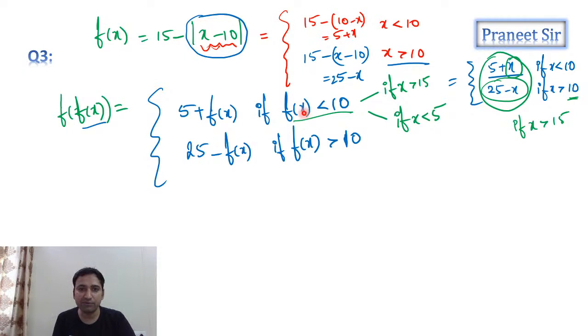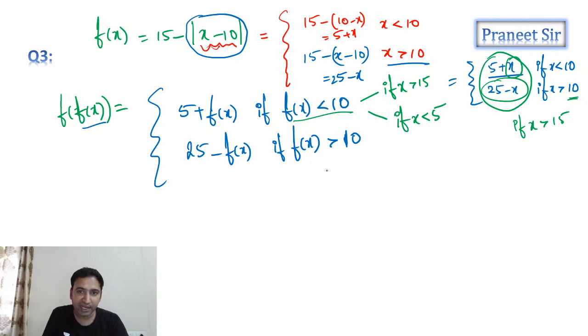Right. So now we are checking where f of x is less than 10. When f of x is less than 10, you can observe it: this has to be less than 10 means x has to be less than 5. This has to be less than 10 means x has to be greater than 15. Okay, these two conditions we got.